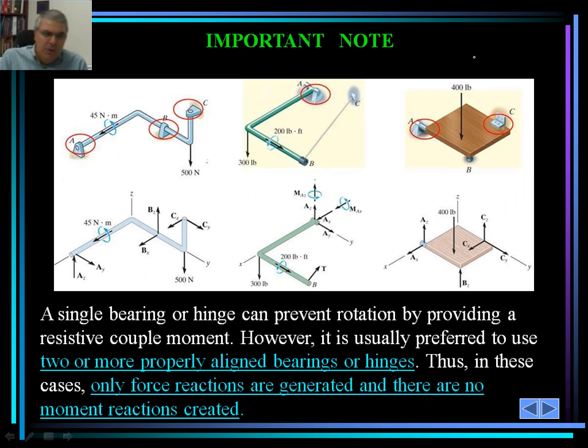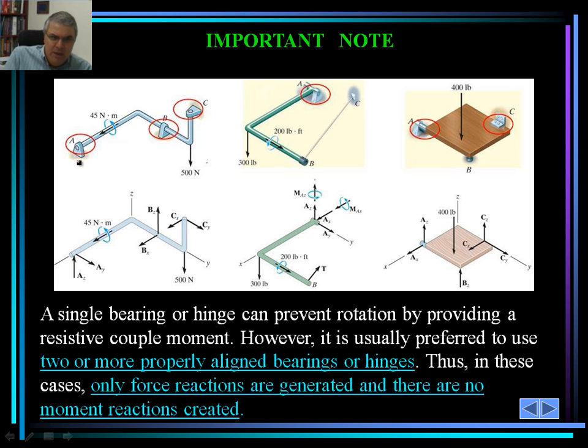So it's important to note that sometimes a single bearing or hinge can prevent rotation by providing a resistive couple moment. Now, it's also important to realize that only force reactions could be generated, and there could be no moment reactions created. So everywhere we have forces, it doesn't necessarily mean that a moment reaction would be created.